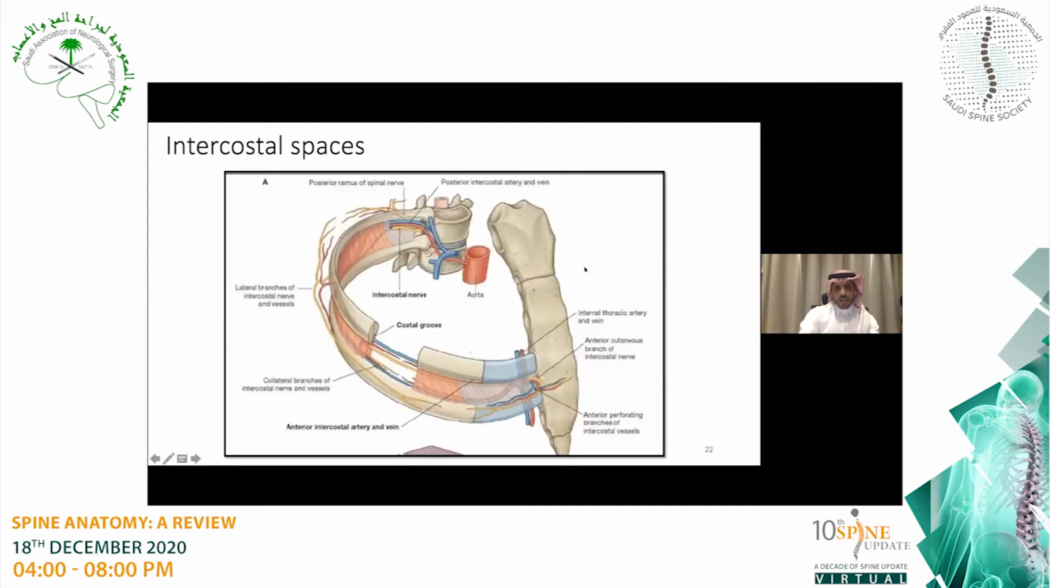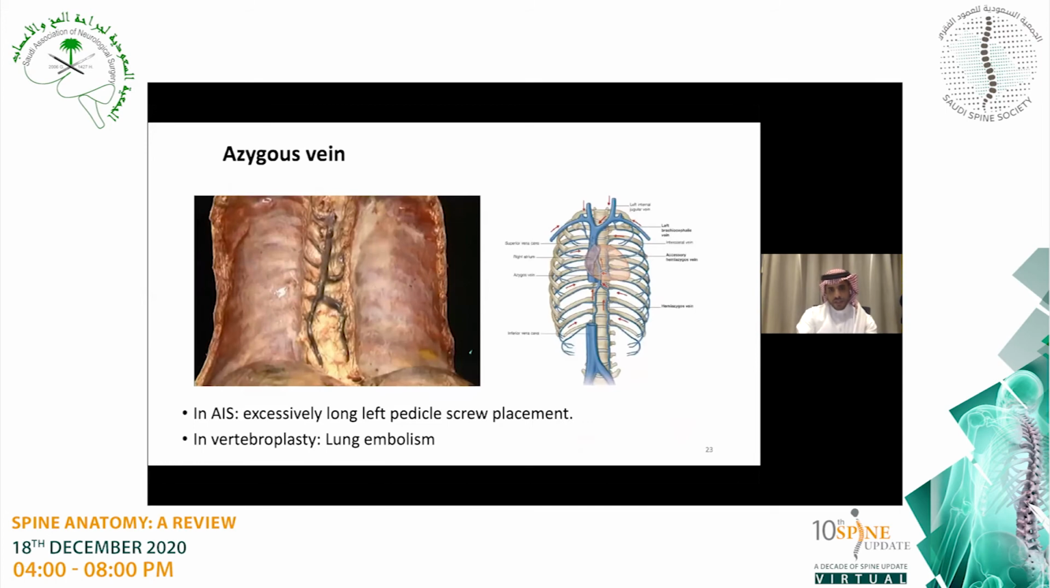This is another highlight on the position of the neurovascular bundle in the lower edge of the ribs, which is important when we do an anterior approach to the spine. When we need to resect the rib, we have to take careful dissection not to injure this neurovascular bundle.